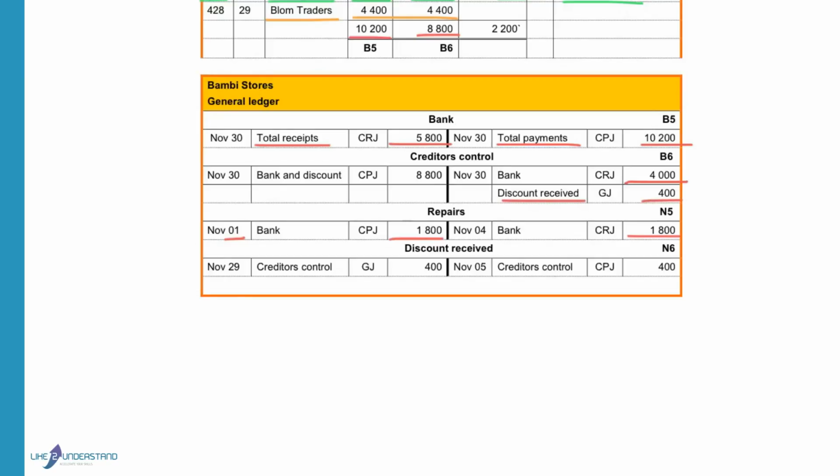And when we paid them, the original cheque was for 4,000 plus 400 rand discount. So that means that the amount that was decreased in the creditors control was the total amount that was recorded in the cash payments journal for bank and discount. Discount received was credited when we received the discount when the cheque was originally issued. When this cheque was cancelled on the 29th, we had to cancel this discount received.